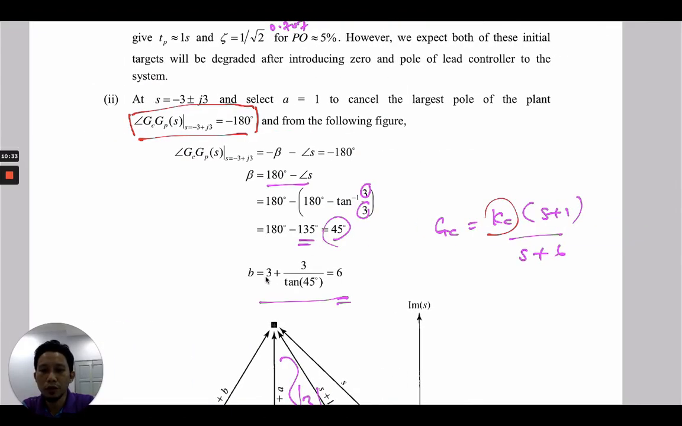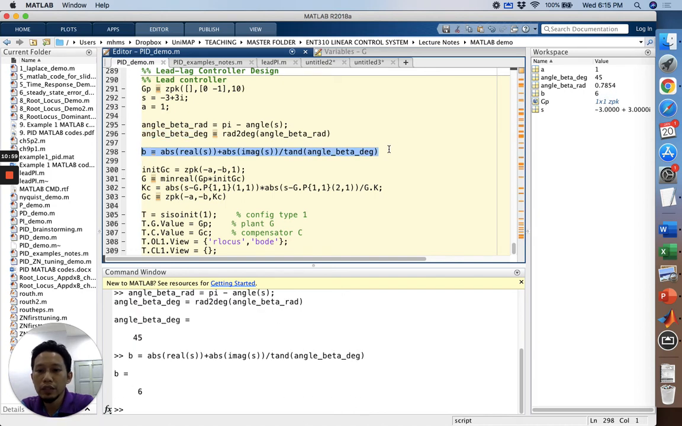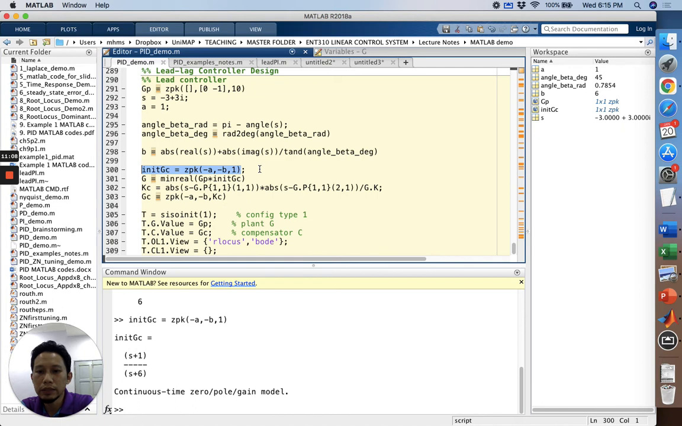And then we can use this formula. So we have B equals 3 plus 3 over tangent 45, which in this case we take the absolute value of the real part of s, and we take the absolute value of the imaginary part of s over tangent in degrees, tand, of angle beta here, and then what we get is B equals 6. Okay, this is actually the initial GC, s plus 1 over s plus 6, without the Kc, so we assume Kc equals 1, right?